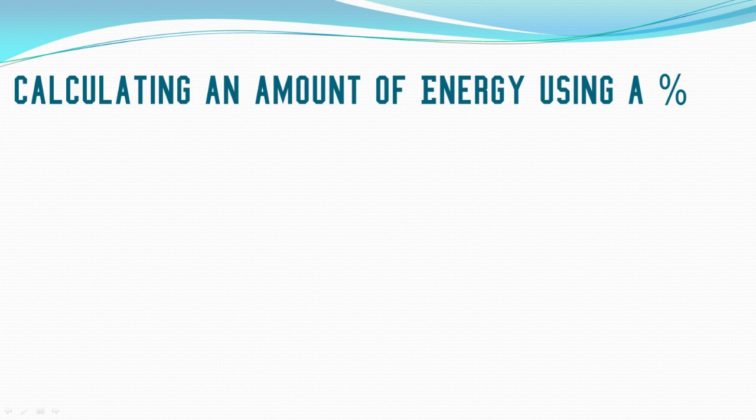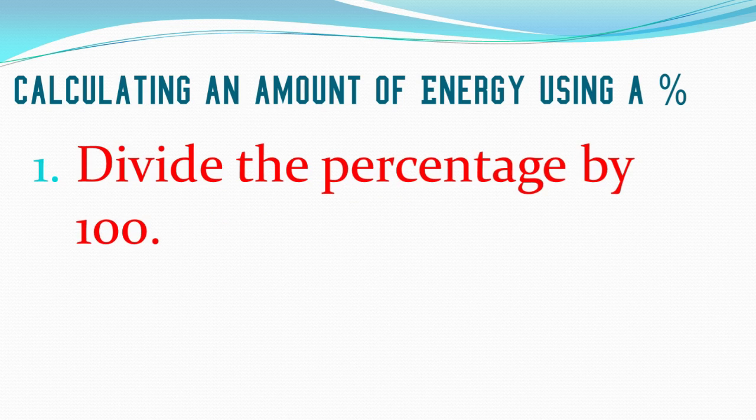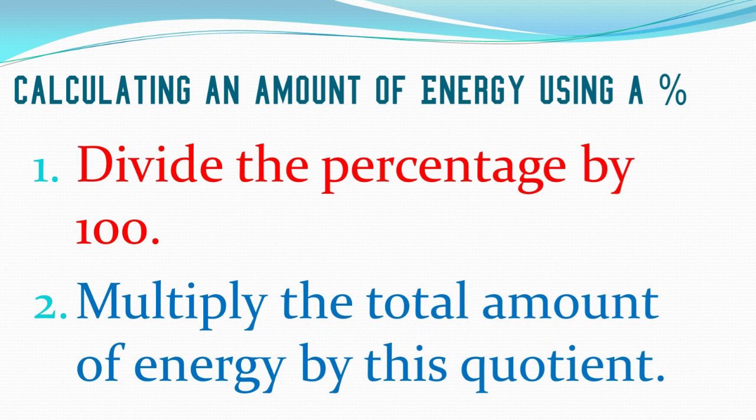If you need to calculate how much energy is present in a certain percentage of the total energy, all you need to do is divide the percentage by 100. This is as easy as moving the decimal 2 places to the left. Then you multiply the total amount of energy by this quotient. Percentages are great for communicating values, communicating amounts. Decimals, or the decimal version of a percentage, which we get by dividing by 100, are great for calculating.